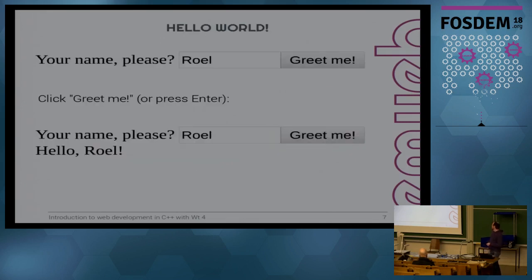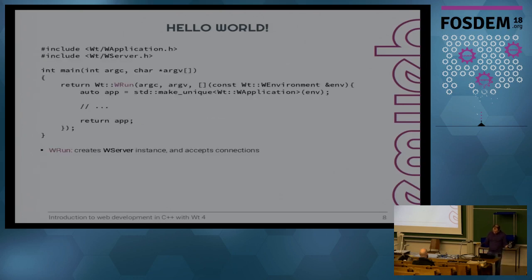So I'm going to show you how to make this simple Hello World-style application. Just something that shows Hello World is maybe a bit boring, so this one asks for your name. It says, "Your name, please." And then you can enter your name in this box. And then there's a button you can click, or you can press enter inside of the box, and you get a greeting. So of course, every C++ application starts with a main function.